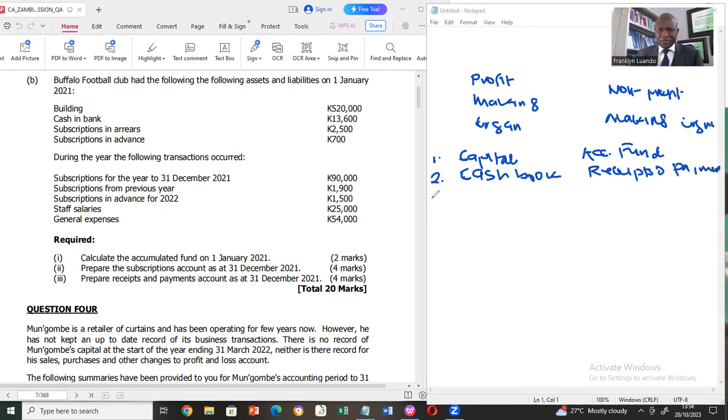In number 3, profit-making organizations will make a profit for the year. For non-profit-making organizations, this will be called surplus, since they are not there to make a profit. It is surplus, or it can also be referred to as excess income over expenditure.